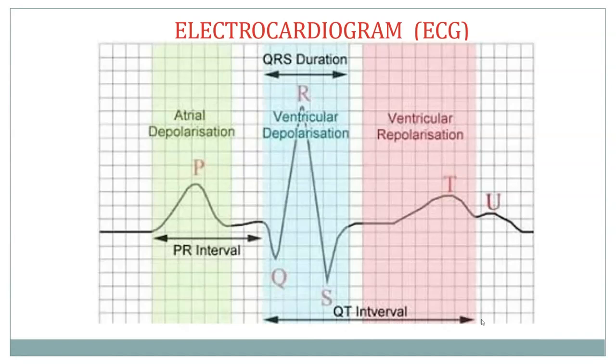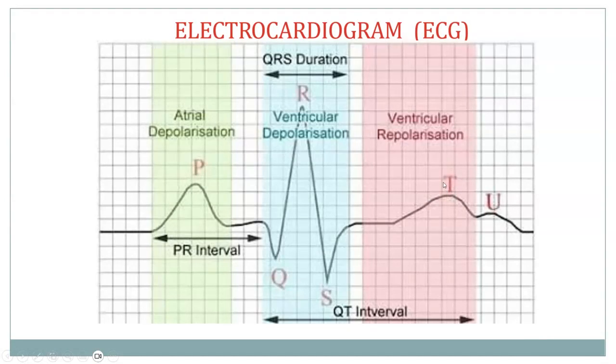This is the electrocardiogram, or the ECG, which we explained in our lecture. It starts with atrial depolarization, which is the P wave, and then is followed by ventricular depolarization, which is the QRS. We say that you cannot see atrial repolarization because it happens at the same time as ventricular depolarization. And then you have ventricular repolarization, which is the T wave.